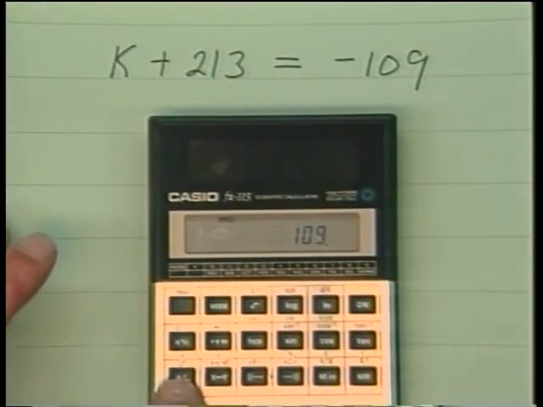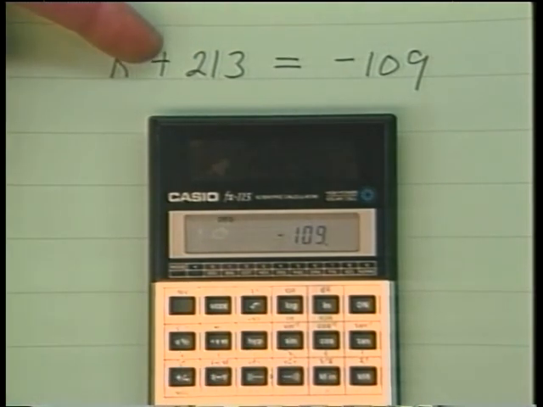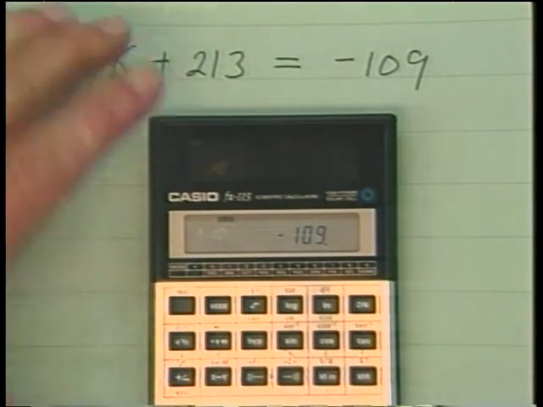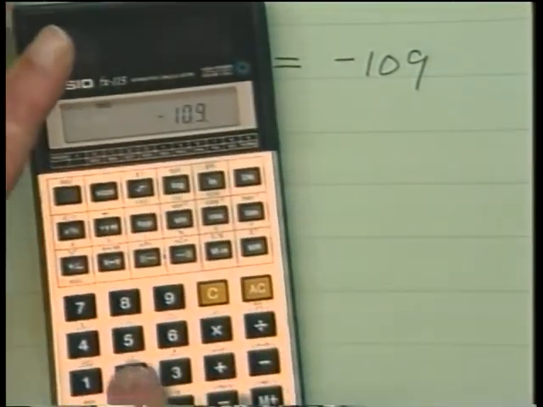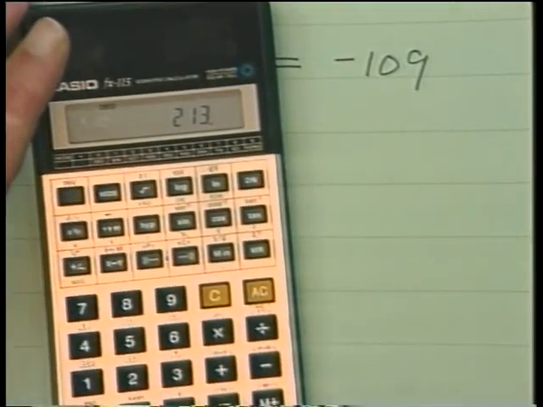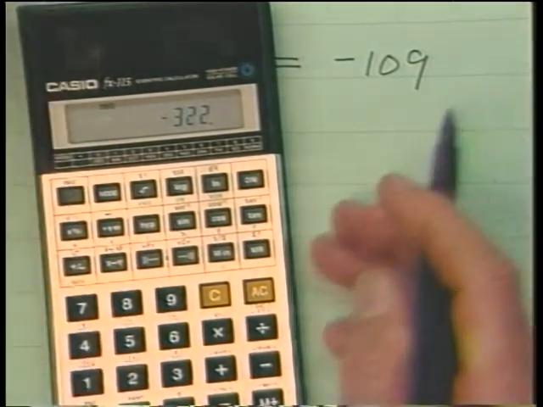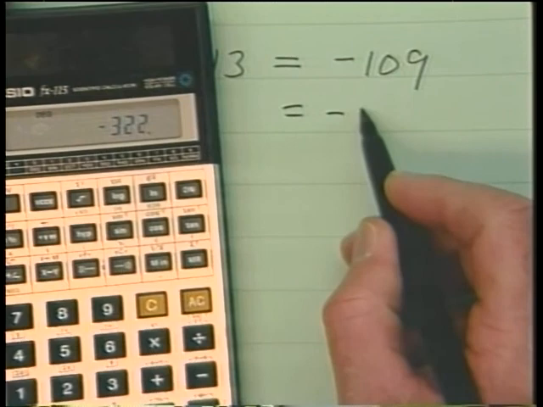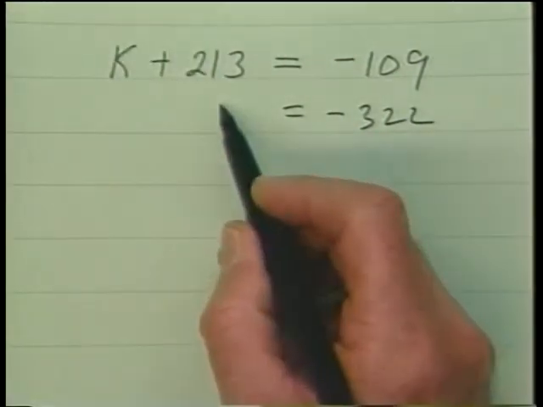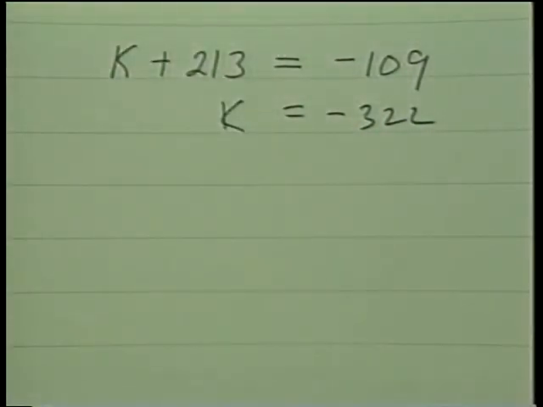then the change sign key. Then I make the algebraic decision to undo this. I must subtract 213, so minus 213 equals, and there I have my k is negative 322, and I'm done. Practice this. I think you'll enjoy it.